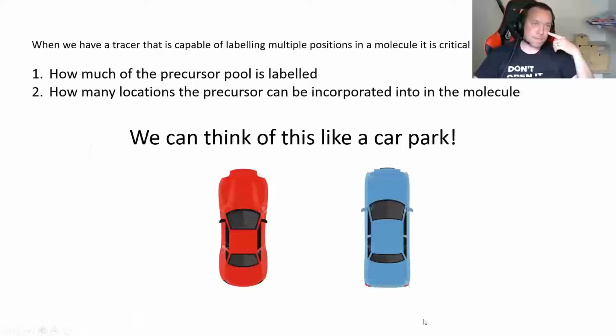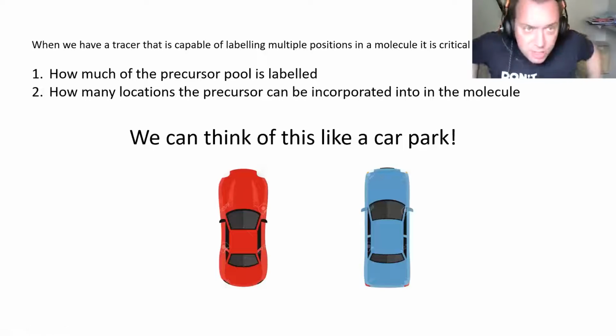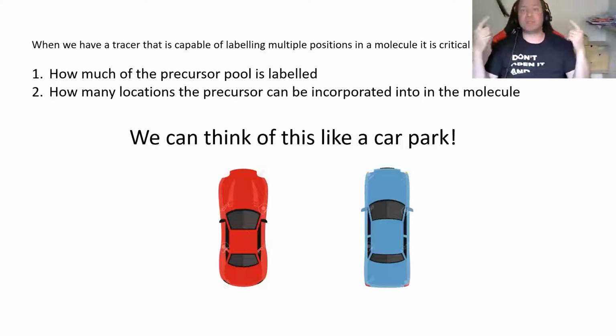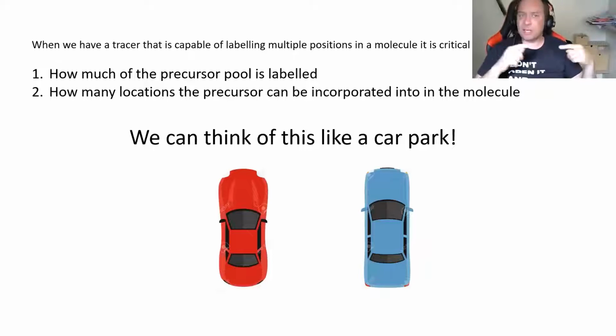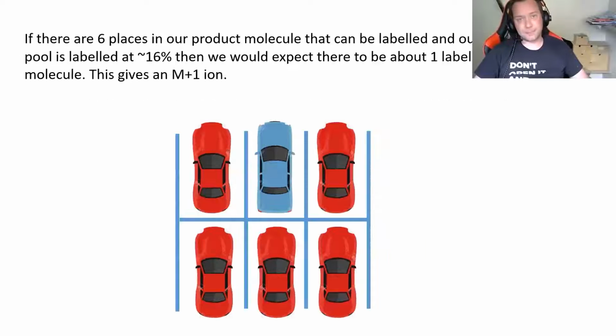Okay. So when we have a tracer that's capable of labeling multiple positions in a molecule, it is critical we know how much of the precursor pool is labeled and how many locations the precursor can be incorporated into the molecule, because both of these will affect the ultimate ion pattern of our product, the isotope distribution. And we can think of this like a car park to explain why that's the case.